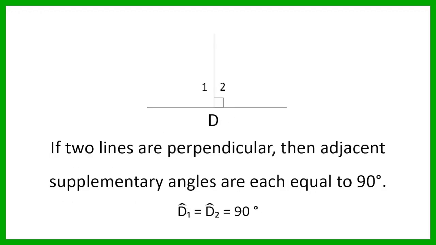Okay, then over here, if you've got two straight lines that are perpendicular to each other, then the adjacent angles that are formed are supplementary because they're on a straight line, but they're also both going to be equal to 90 degrees. Okay, so in this case, I've got angle D1 and angle D2. They are adjacent because they are at the same point and they share a common side, and they are both going to be equal to 90 degrees because this line is perpendicular to that line over there.